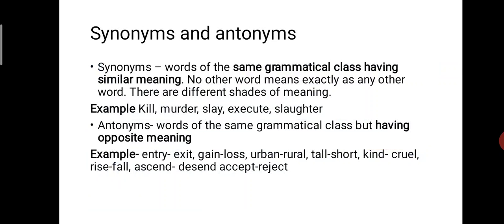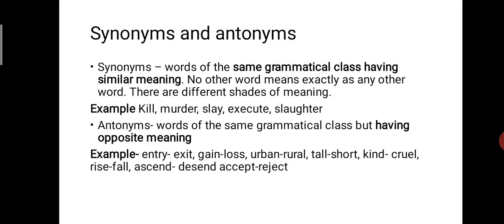Next part, after suffixation and prefixation, is synonyms and antonyms. All of you know the meaning of synonyms and antonyms. Synonyms: words of the same grammatical class having similar meaning. No other word means exactly the same as any other word; there are different shades of meaning. That's why there are synonyms to each word, and as per the contextual meaning, they are used in various sentences in different ways.